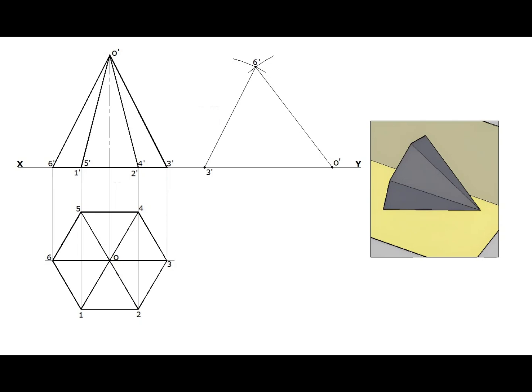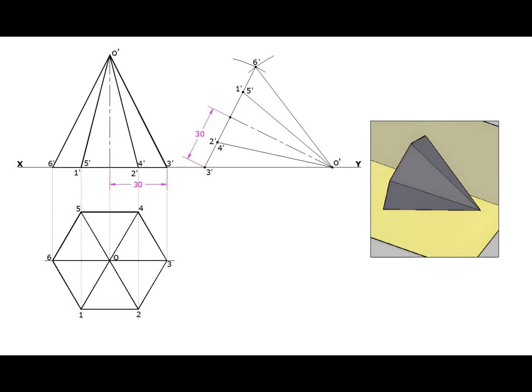Measure and mark the other base points 1 dash, 5 dash, and 2 dash, 4 dash. Join these points also to the apex point O dash. Those slant edges 4 dash O dash and 5 dash O dash are invisible. These are overlapping with visible slant edges 2 dash O dash and 1 dash O dash. Transfer the distance of center line also.